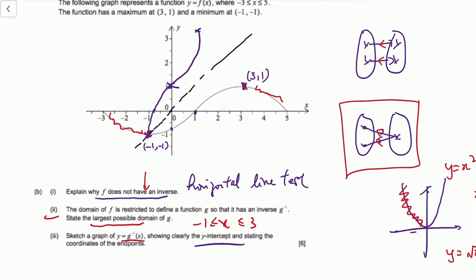Okay, I technically drew it too high then. 1, 3. Okay, that should be better. 1, 3. That's how you do something like this.